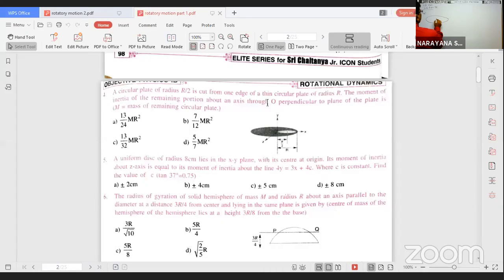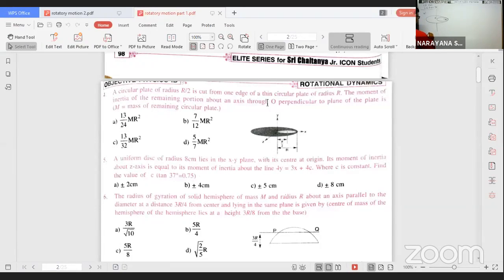This is the circular plate. It is the center O. A circular plate of radius r by 2 is cut from one edge of the thin circular plate. So from the edge of the circular plate, one circular plate of radius r by 2 is removed from the edge. For the remaining portion, about an axis through O perpendicular to the plane of the plate, what is the moment of inertia? M is the mass of the remaining circular plate.